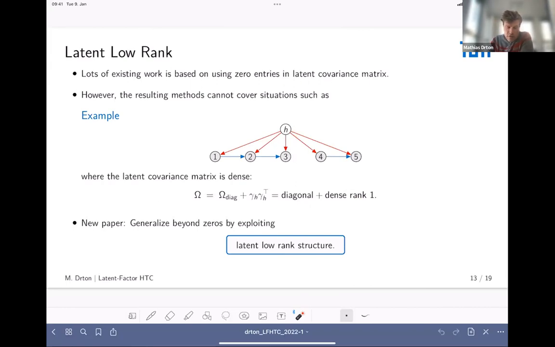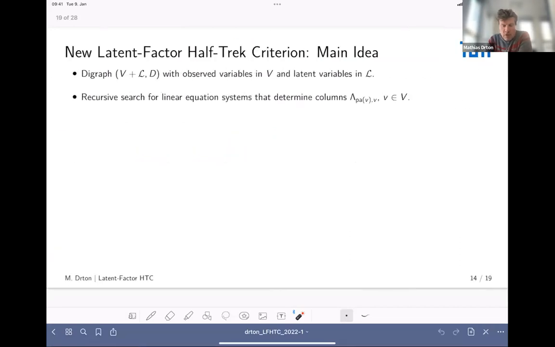However, this matrix is obviously highly structured, right? It has very low rank, rank one in its off diagonal part. And so this is what our paper does. Our paper generalizes all this work that focused on no latent confounding to use a low rank structure, okay? Latent low rank structure. And so what do we do?